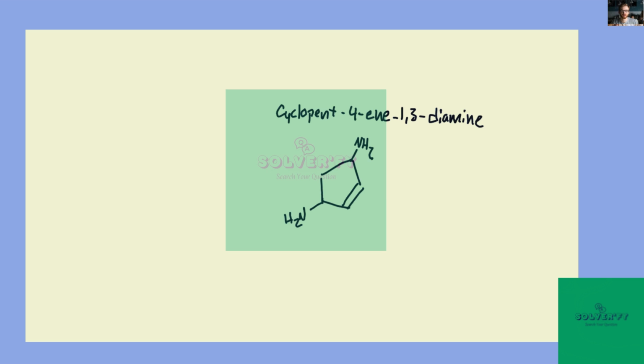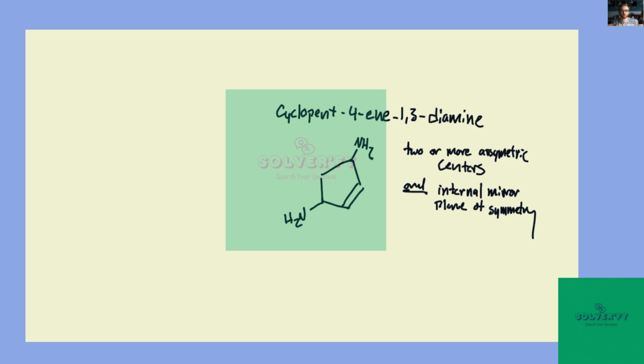And we need to draw this as a meso compound. Well, what do we know about meso compounds? They contain two or more asymmetric centers or stereocenters and an internal plane of symmetry, an internal mirror plane. Right? So the two example molecules that were included here are meso compounds.